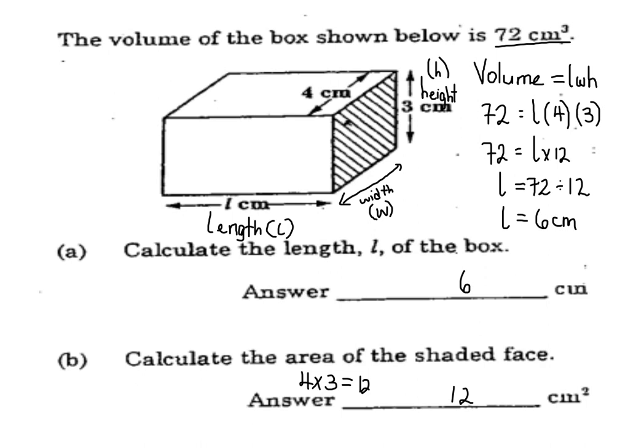So this is what the complete solution for this question would be like, right? So we get the answer for the length as 6 centimeters. And then to calculate the area of the shaded face, you just had to multiply the height and the width and you would get 12, right? So this is how you work this one out.